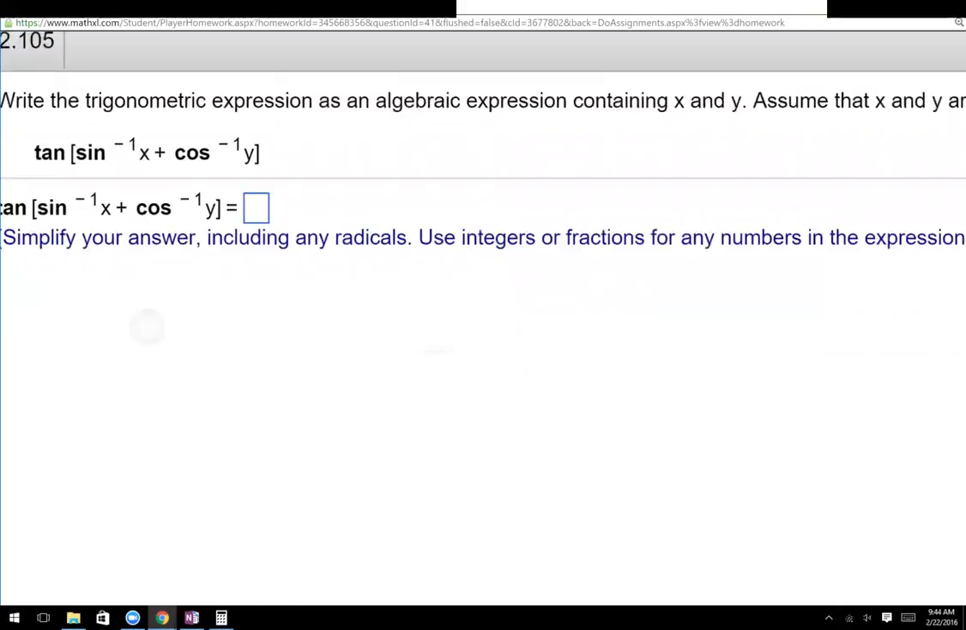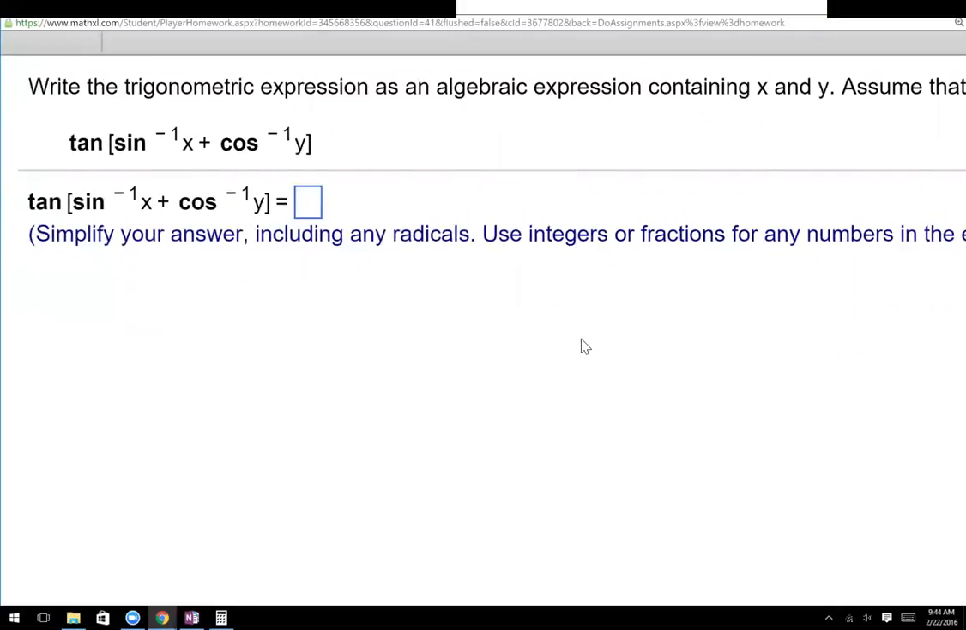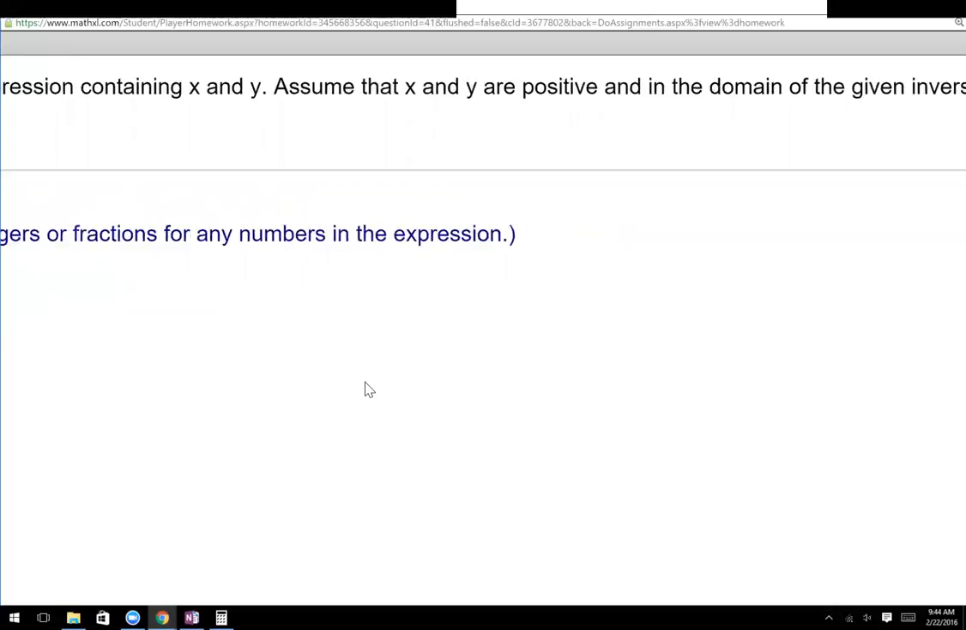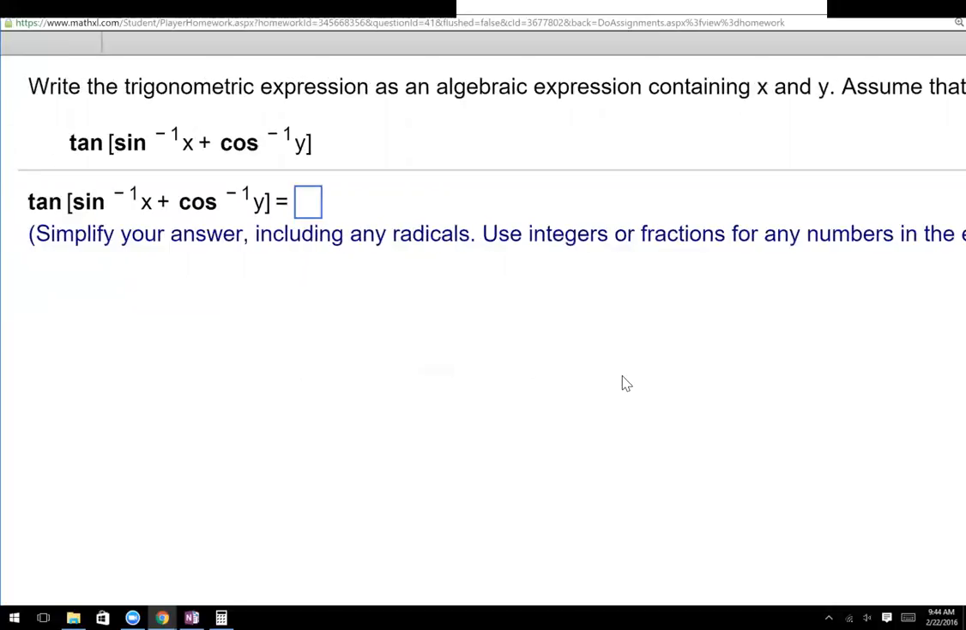Super zoom. All right. So this is just like the one we did a second ago. It says assume all x and y are positive. So everything's going to be in quadrant 1, so that actually makes life a little easier. We don't even have to think. So let's go back to the whatever.